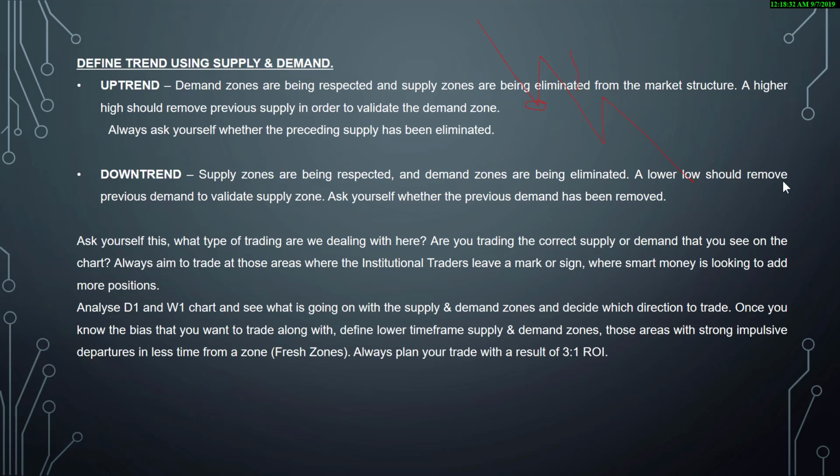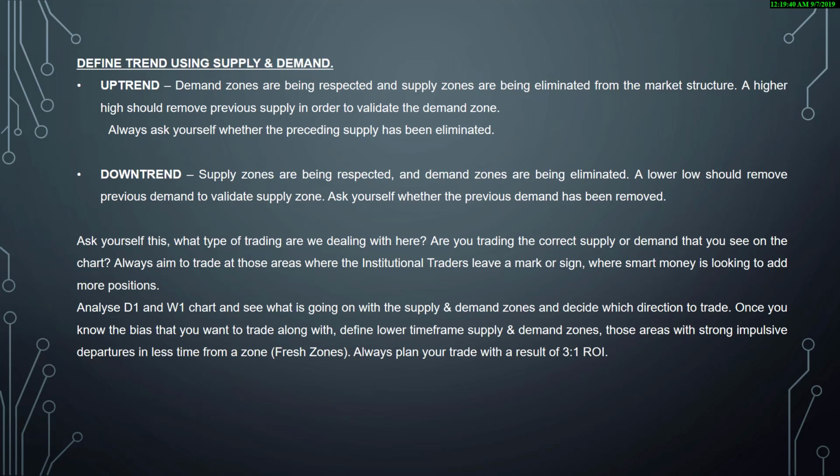Ask yourself this: what type of trading are we dealing with here? Are you trading the correct supply or demand that you see on the chart? Always aim to trade to those areas where the institutional traders leave a mark or sign, where smart money is looking to add more positions. Analyze daily and weekly charts and see what is going on with the supply and demand zones and decide which direction to trade. Once you know the bias that you want to trade along with, define lower time frame supply and demand zones. Those areas with strong impulsive departures in less time from a zone, which are fresh zones. Always plan your trade with a result of 3-to-1 return on your risk, right?